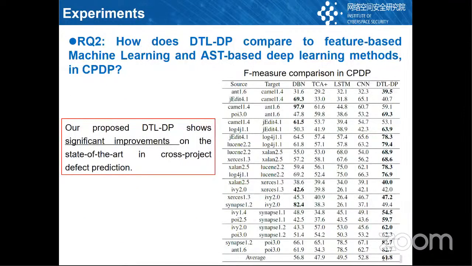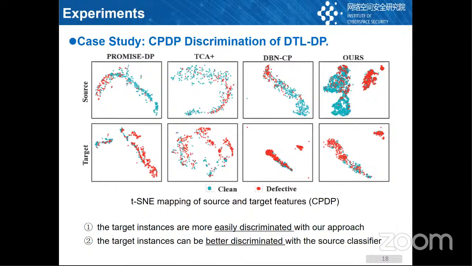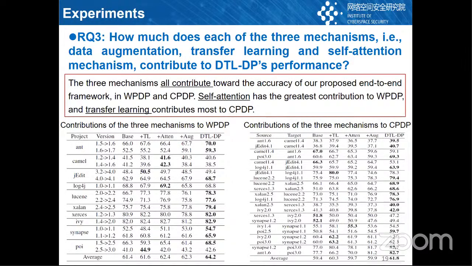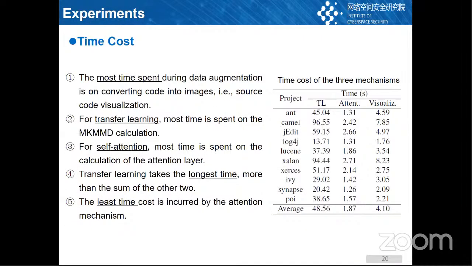And the second question is, how does the proposed method compare to feature-based machine learning and AST-based deep learning methods in cross-project prediction? Here we use the study. Finally, we have 2 other questions, and the details can be found in the paper.